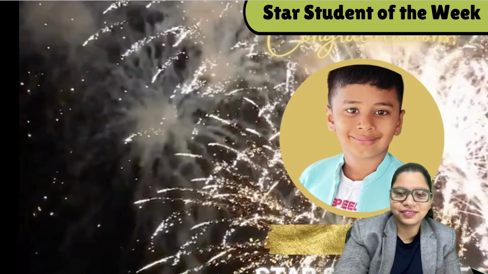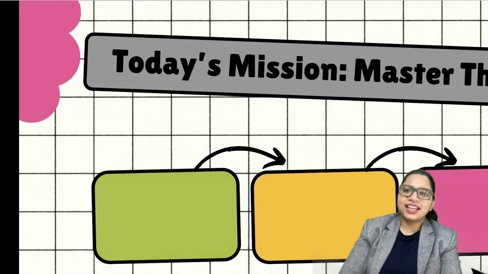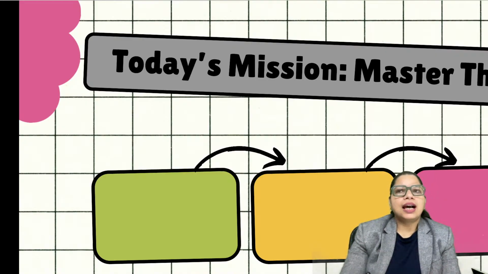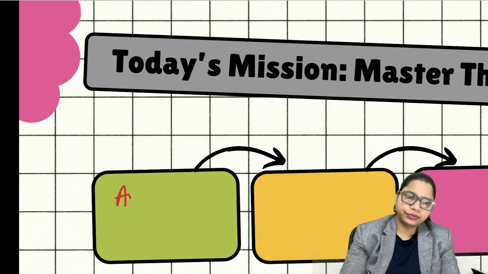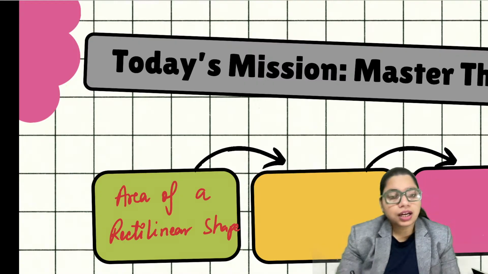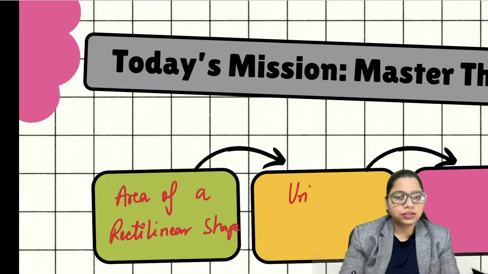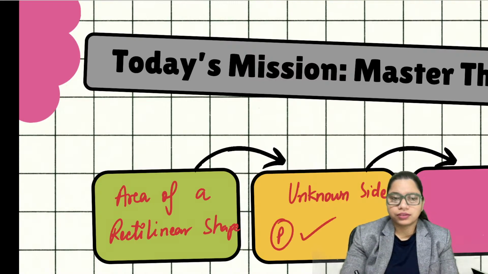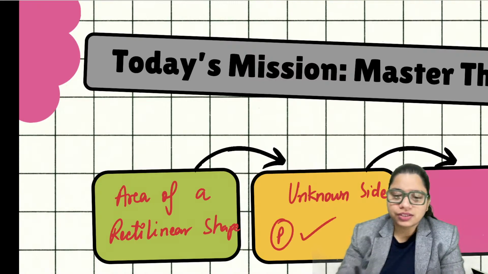Good job. Okay. So, today, the mission for the day is we are going to be talking about finding out the area of a rectilinear shape, and finding out the unknown side when the perimeter of a rectilinear shape is given. Right? These two are the agendas for the day.